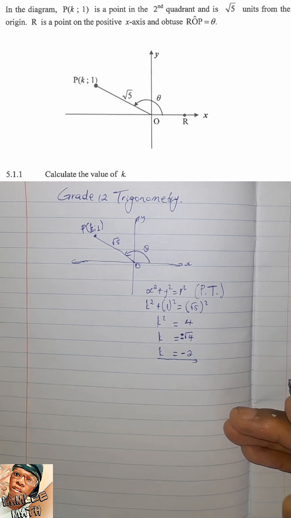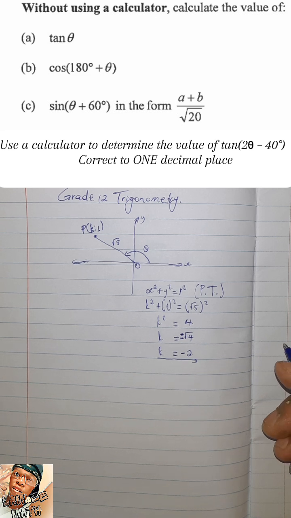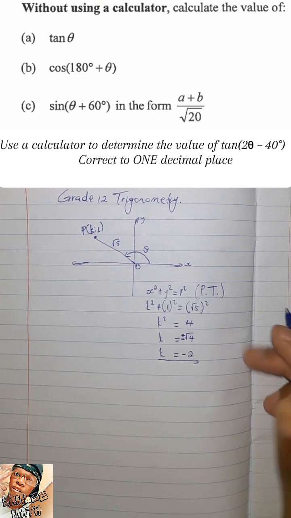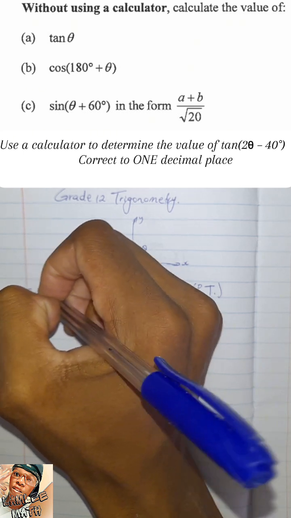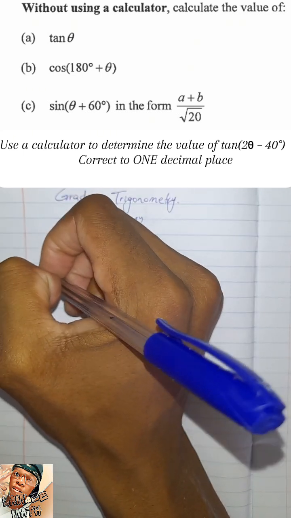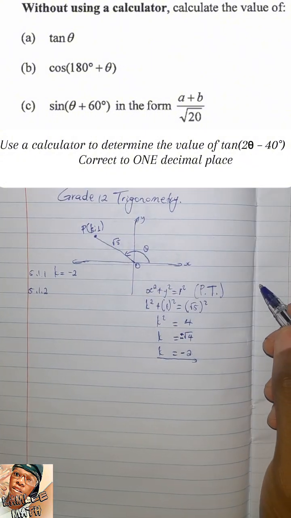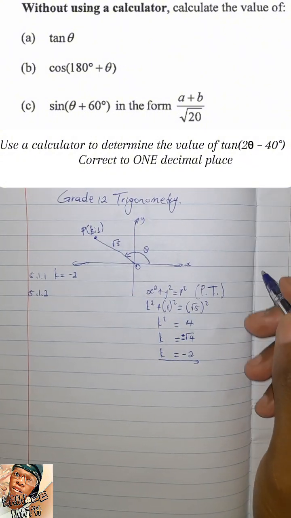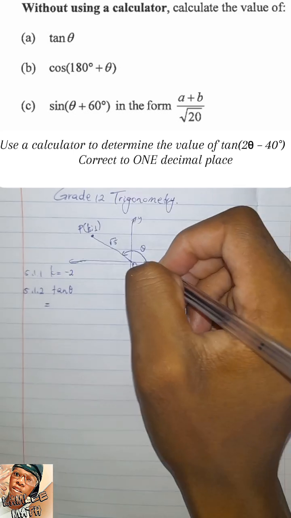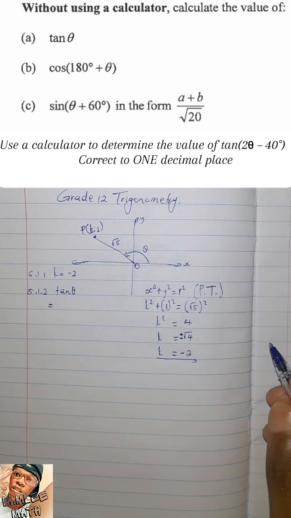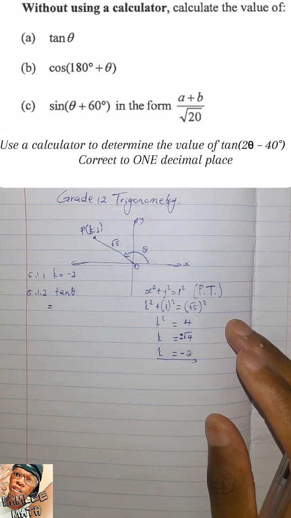So the second question, 5.1.2, says calculate without using a calculator the value of tan theta. Remember that in 5.1.1, k is equal to negative 2. So tan theta, theta is this angle. Calculating tan theta, remember that tan theta is opposite divided by adjacent.